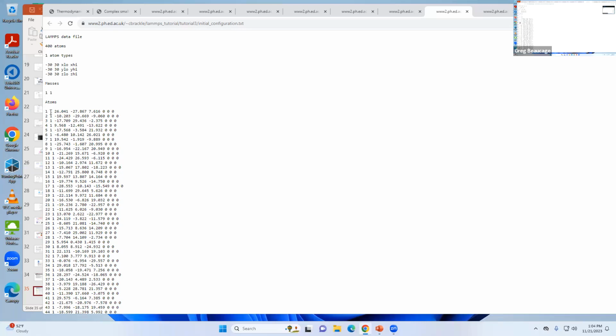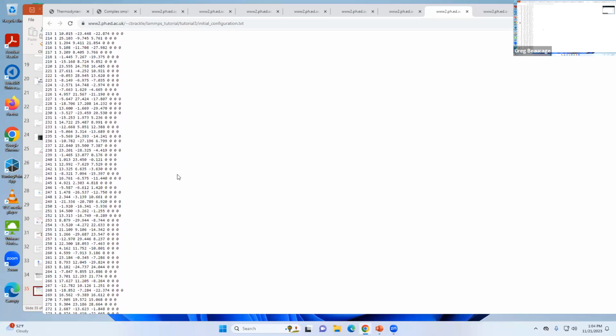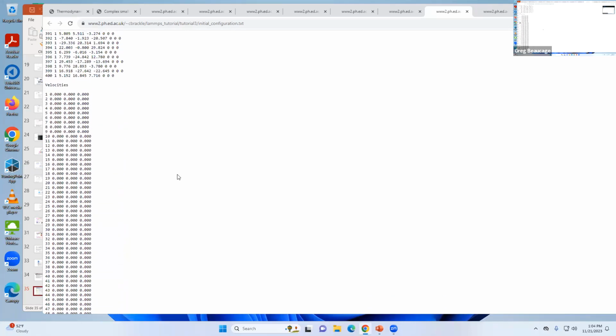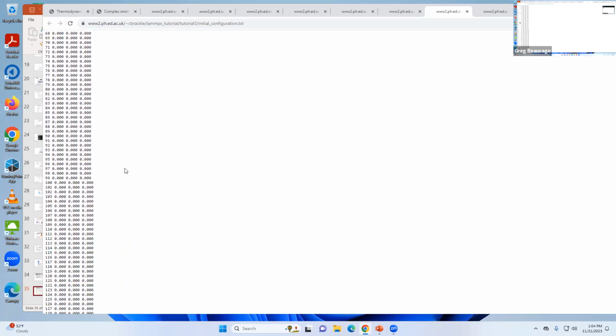Then what is it? It's a one. Then where is it? XYZ. How many times does it cross the border? 000, right? For 400 of them. Then what are their velocities? Initially, they're just sitting there. So you have zero velocity, right?